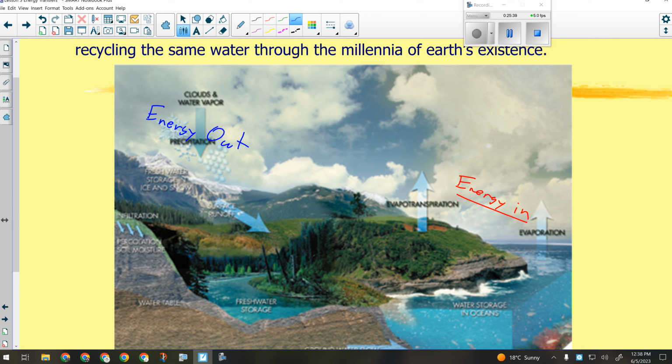Infiltration is when water goes down through the soil and fills up aquifers. It's how your well, if you have a well, gets recharged, through the process of infiltration. That water, that energy, is essentially going to be locked away for a long time underground. Those are the steps you need to know.